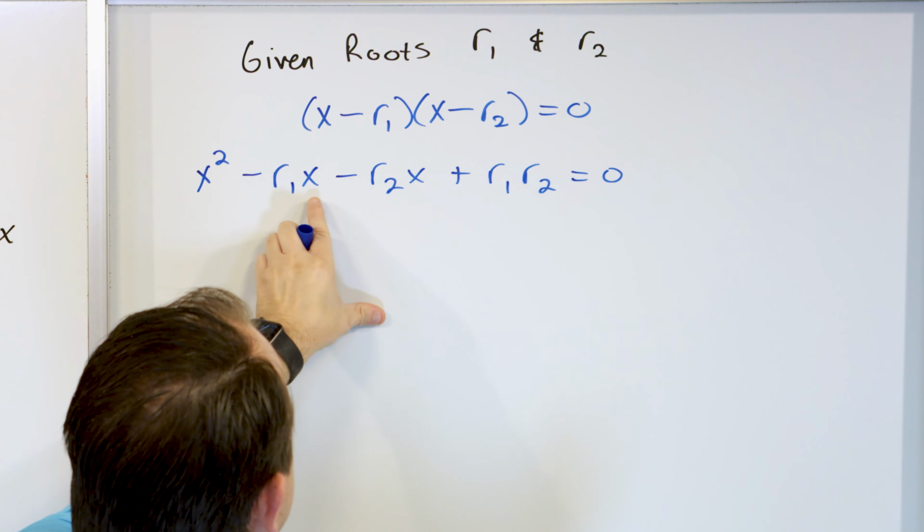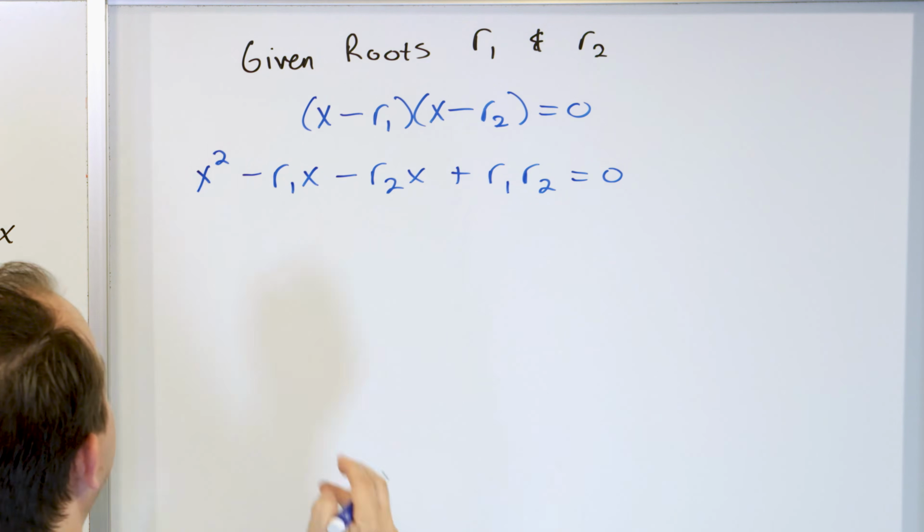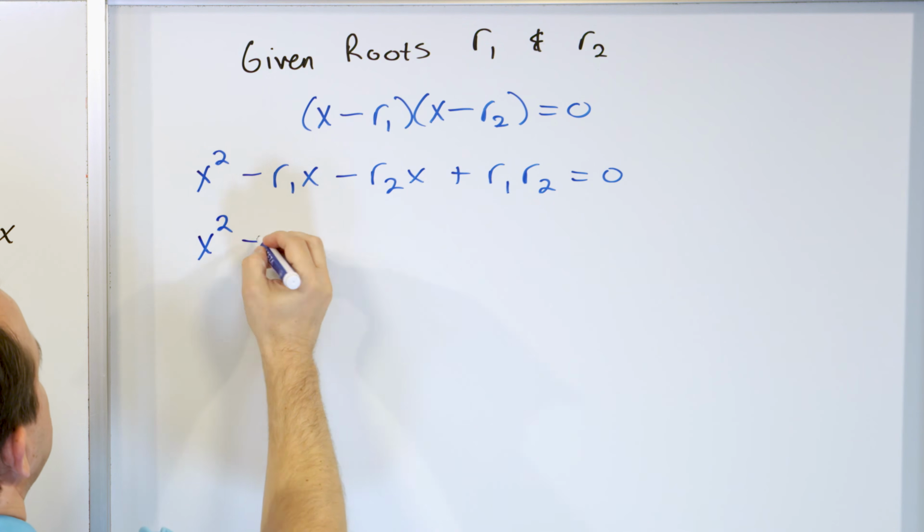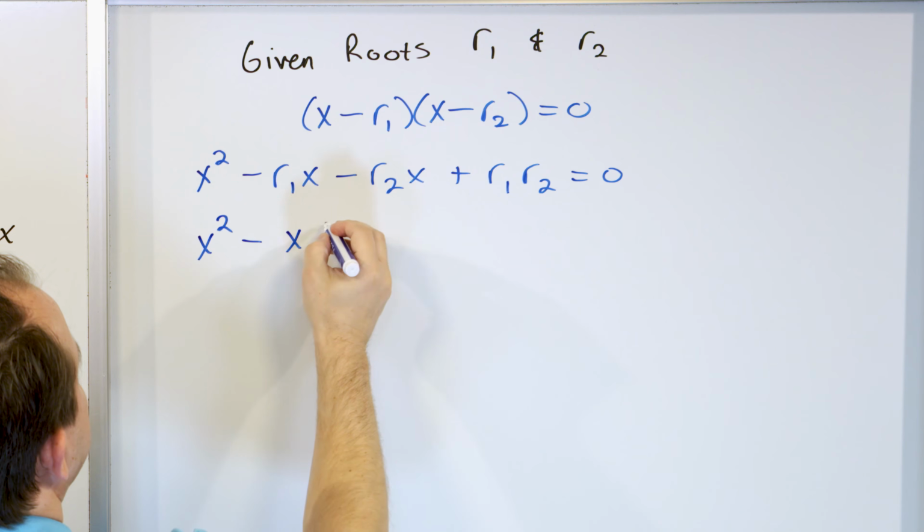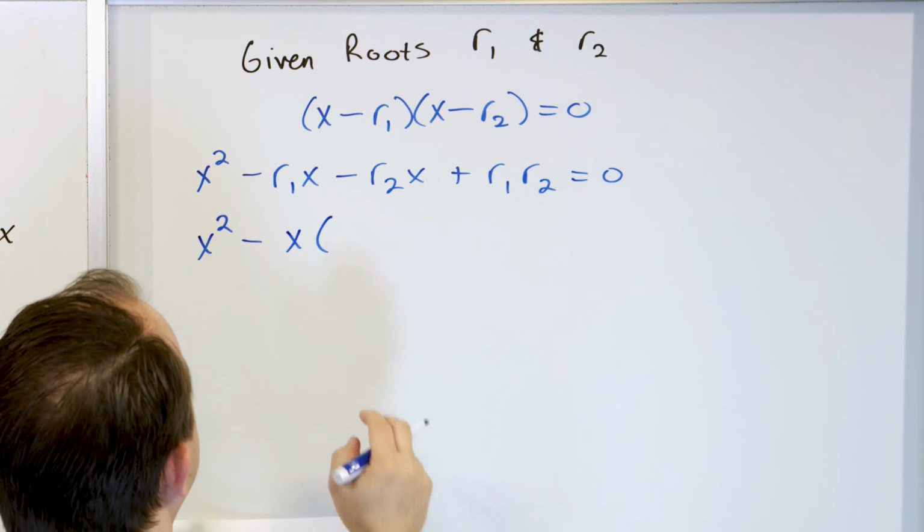This middle term has a common factor of x. So let's just factor that out. x squared minus, I'm going to pull out the x. And actually, do I want to pull it out? Yeah, I want to pull it out like this.